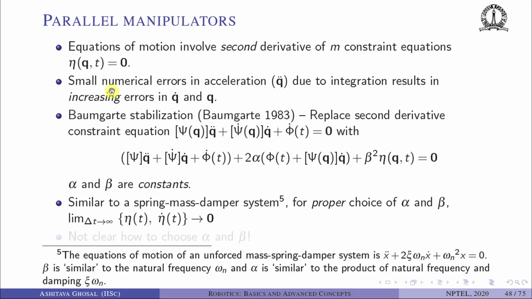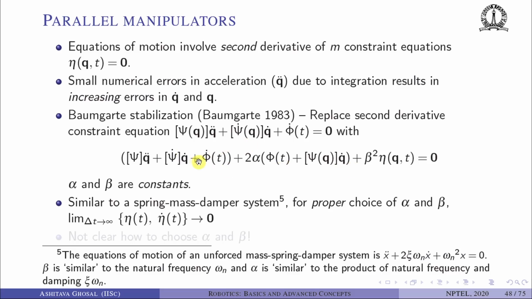So basically, instead of using psi_q q double dot plus psi dot_q q dot plus phi dot_q equal to 0, this is my second derivative of the constraint equation, we replace it by psi_q q double dot plus psi dot_q q dot plus phi of t plus 2 alpha into phi of t plus psi_q q dot plus beta square eta of q,t. Okay, where alpha and beta are constants.